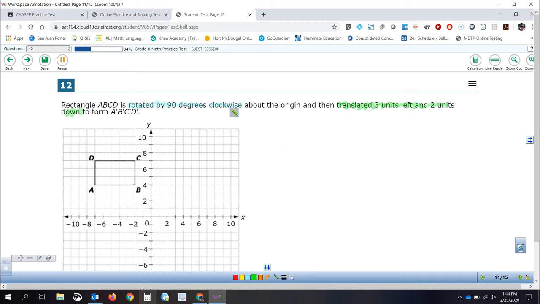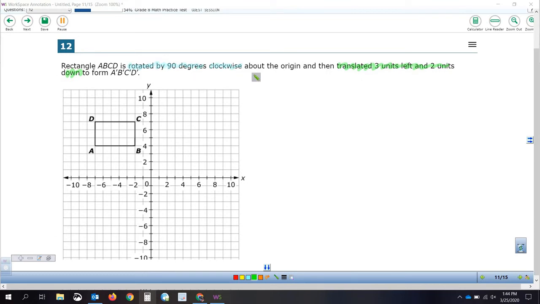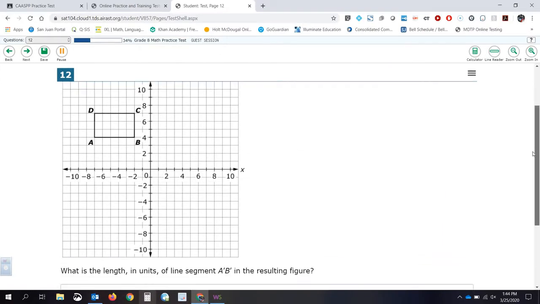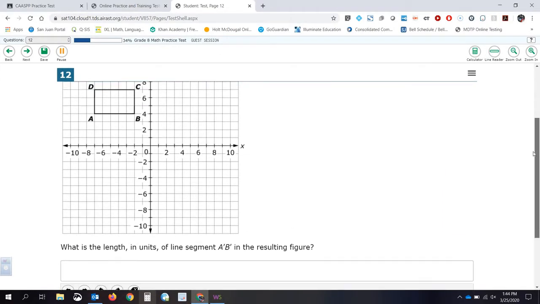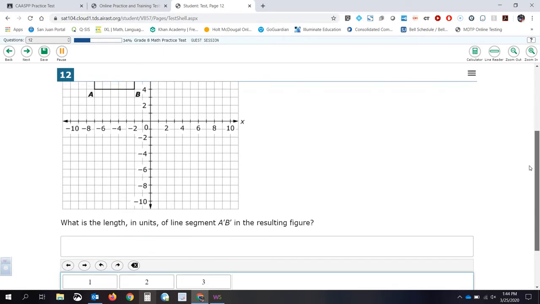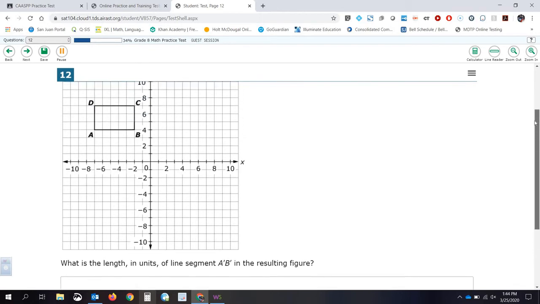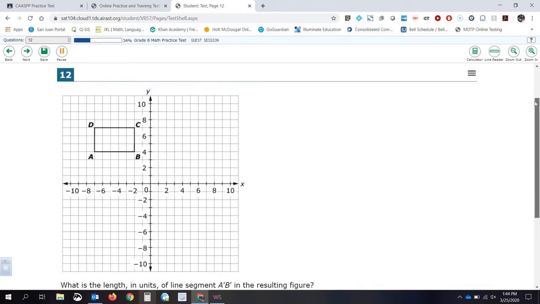All right, and by the way, order does matter usually when you do a transformation, so we're going to make sure we do it in the order that it is given. By the way, we should actually read the question, shouldn't we? It says, what is the length in units of line segment A prime B prime?